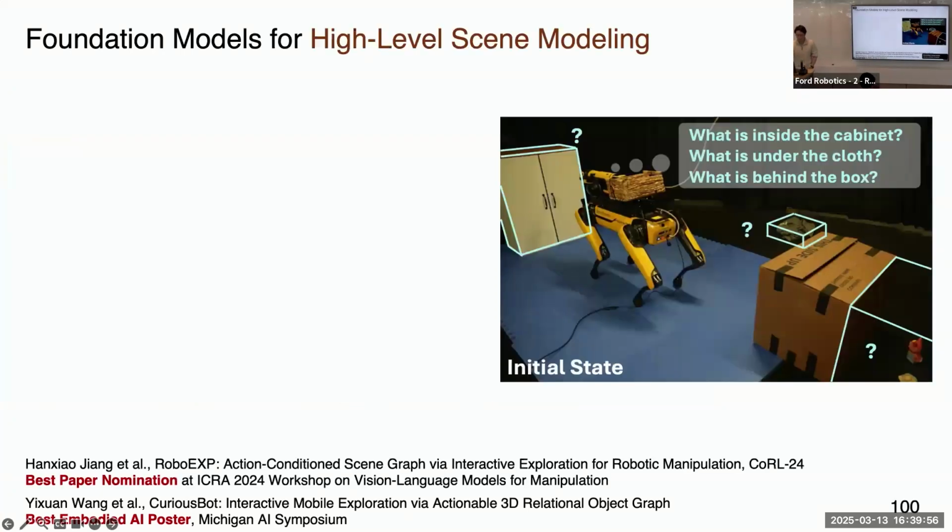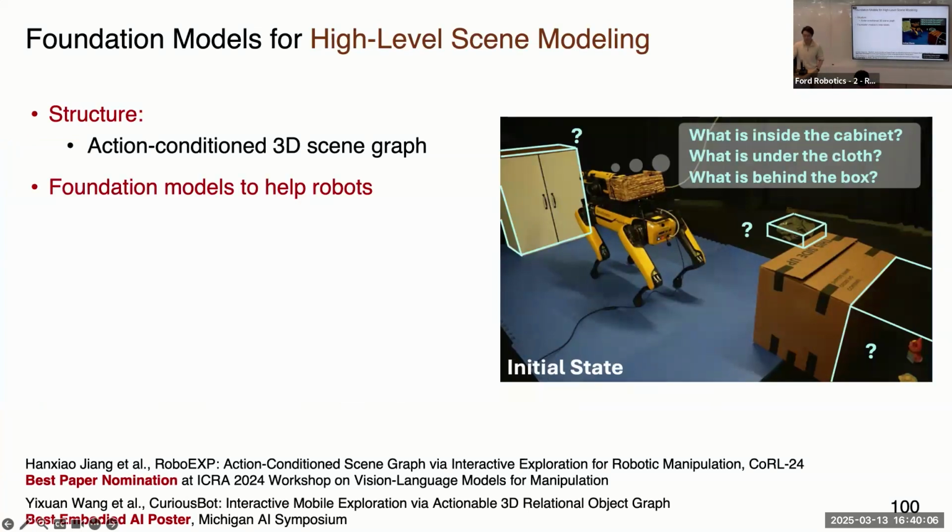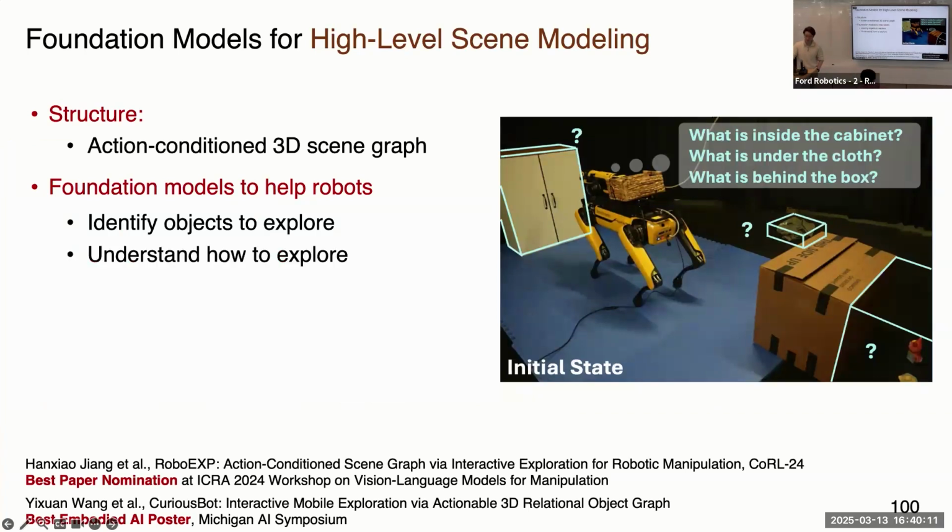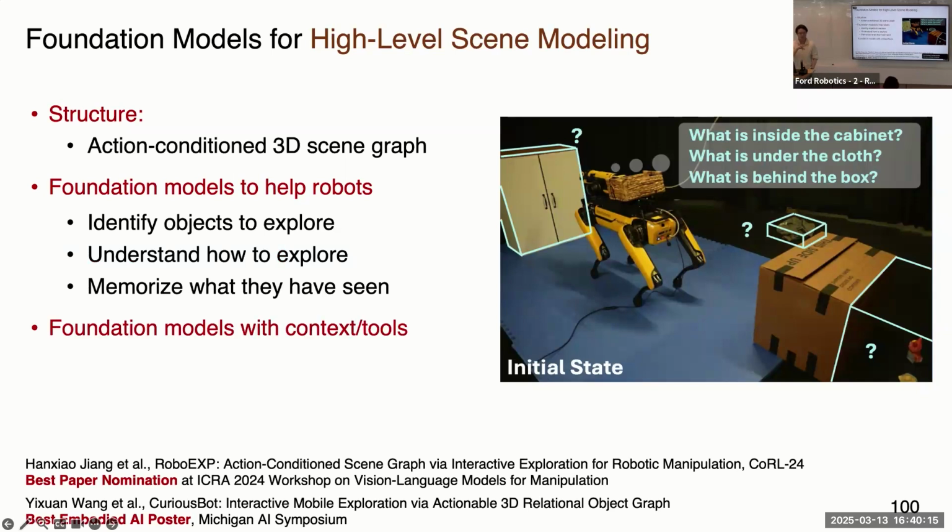So to summarize a little bit, the structure of this work we are using is called an action-conditioned 3D scene graph. It's essentially using the foundation model to help the robot identify what object to explore, understand how to explore those objects, and memorize what it has seen. It can also be thought of the other way around, which is essentially trying to augment the existing foundation model with some kind of physical embodiment that allows it to interact with the environment. That also provides the foundation model with this high level and low level memory.